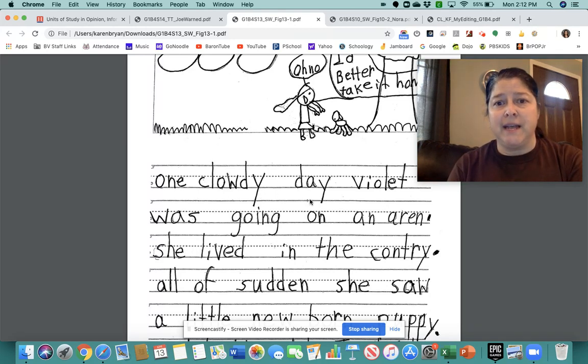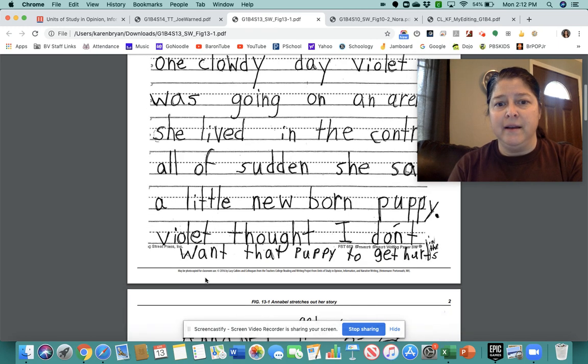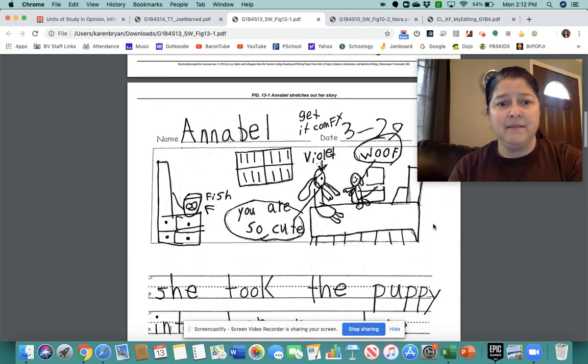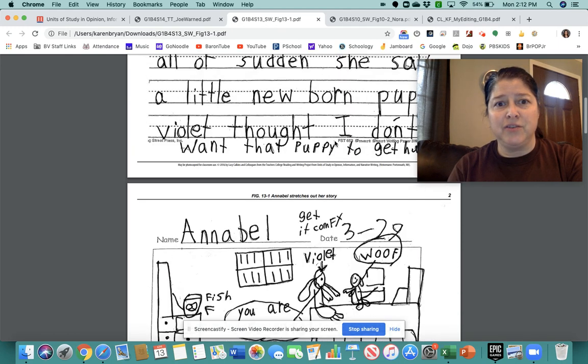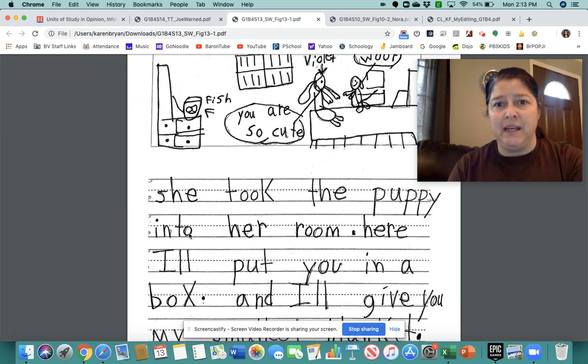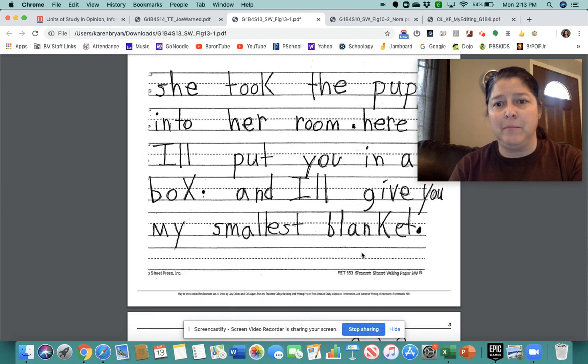One cloudy day, Violet was going on an errand. She lived in the country. All of a sudden, she saw a little newborn puppy. Violet thought, I don't want that puppy to get hurt in the... Let's see. I'm not sure what in the what. Let's see. She took the puppy into her room. Here, I'll put you in a box, and I'll give you my smallest blanket.